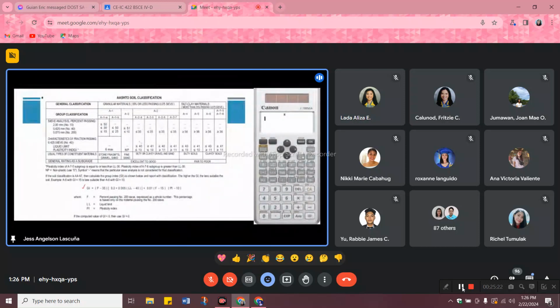Sige, later on, ato ning i-explain on saan na to siya pag-utilize para makuha ang classification sa soil. And the most notable part sa AASHTO classification is ang gitawag na group index. So group index is stated as this formula: F minus 35 times the quantity of 0.2 plus 0.005 LL minus 40, then plus 0.01 F minus 15 PI minus 10. Okay, wag ko bagay sa napag-derive basta wala siya yung formula.